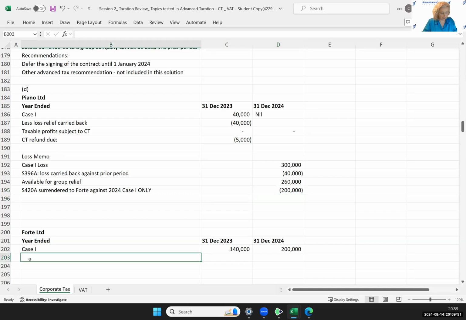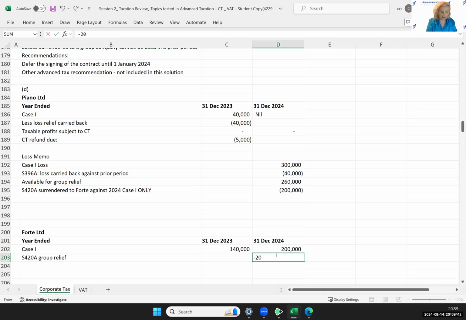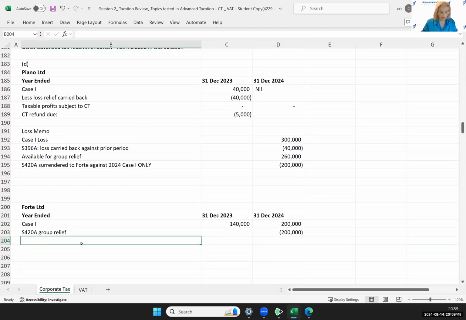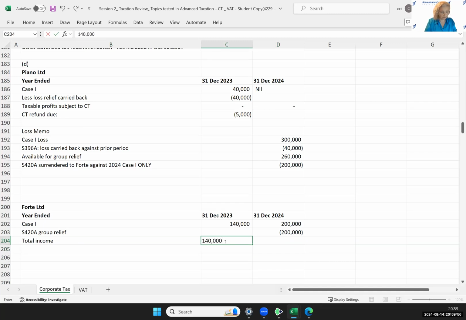And that 200,000 is offset euro for euro against the case one income. So now total income in Forte in 2024 is nil.